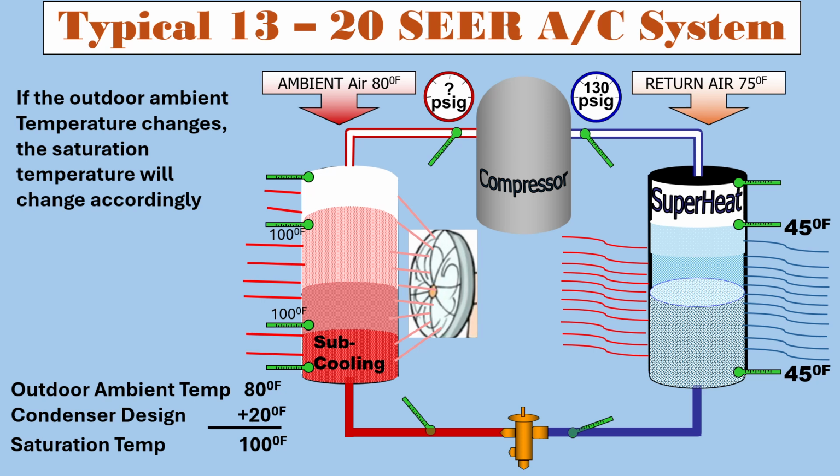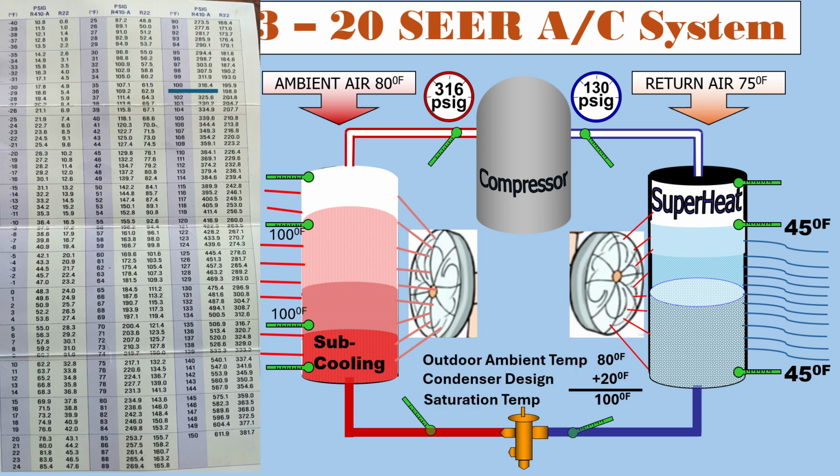If the outdoor ambient temperature changes, the saturation temperature will change accordingly. So if we have an outdoor ambient temperature of 80 degrees and a condenser design differential of 20 degrees, that means that the saturation temperature is 100. If we go to our chart, that shows that it's 316 pounds per square inch gauge, converted from temperature to a pressure.